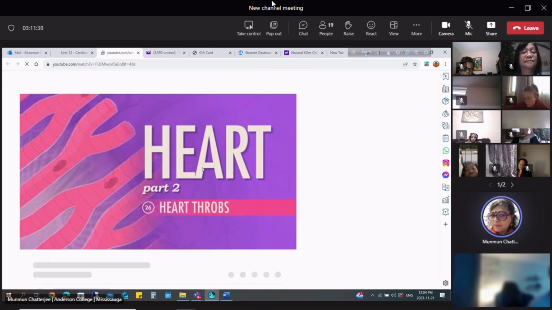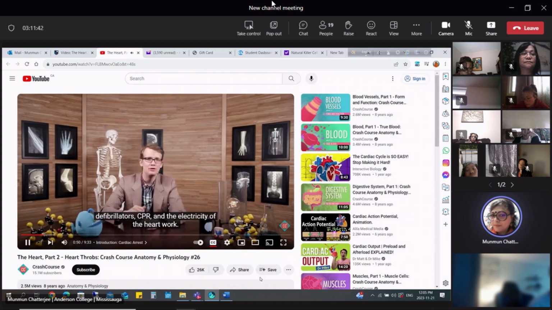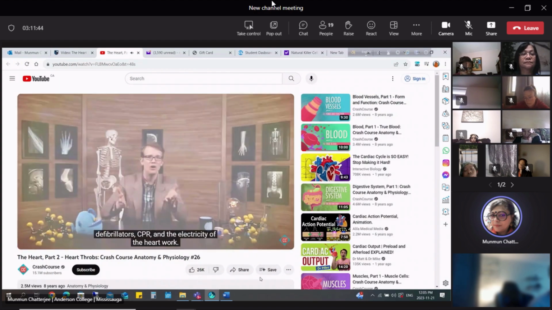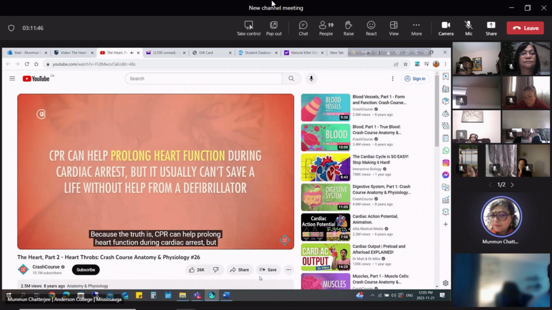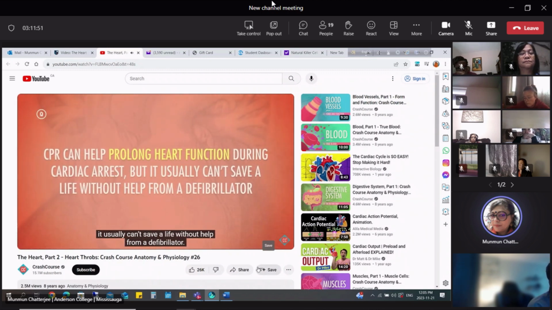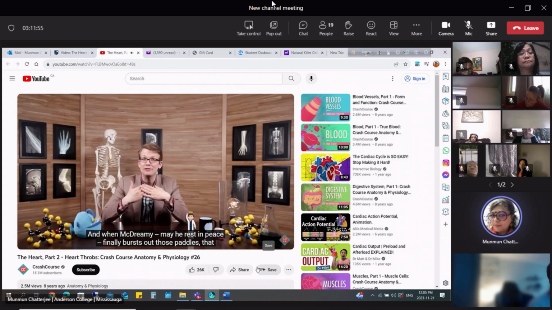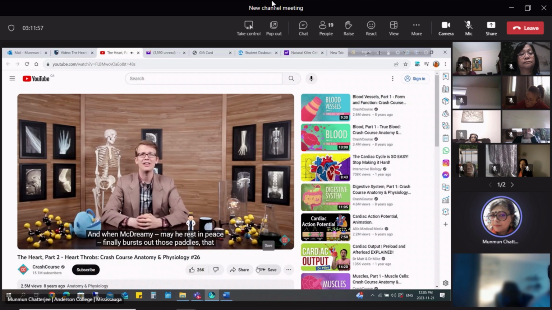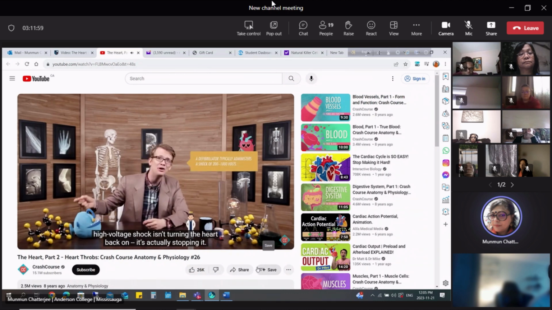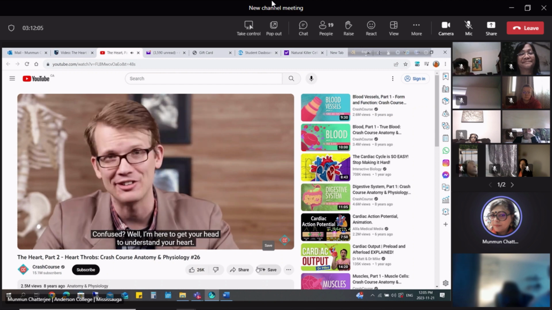Contribute to some misconceptions about how defibrillators, CPR, and the electricity of the heart work. Because the truth is, CPR can help prolong heart function during cardiac arrest, but it usually can't save a life without help from a defibrillator. And when McDreamy, may he rest in peace, finally bursts out those paddles, that high voltage shock isn't turning the heart back on. It's actually stopping it. Confused? Well, I'm here to get your head to understand your heart.